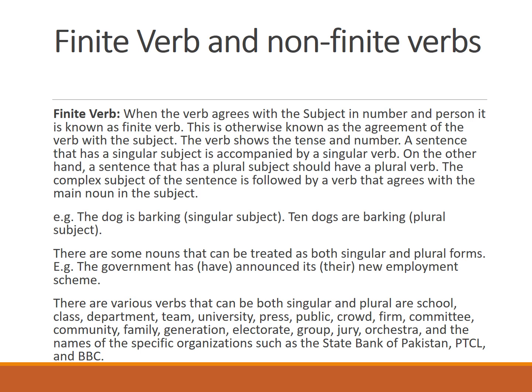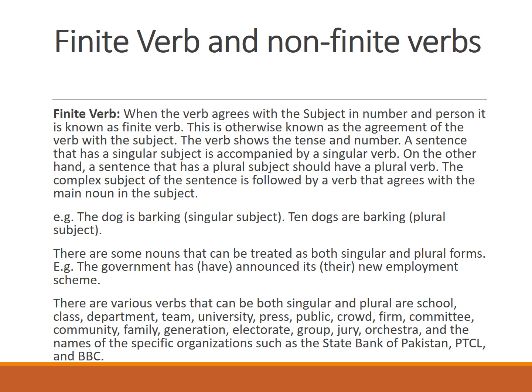For example, the dog is barking, singular subject. Ten dogs are barking, plural subject. So these are the simple ones. There are some nouns that can be treated as both singular and plural forms. For example, the government has or have announced its or their new employment scheme. So this is related to the nouns. It can be treated as both singular and plural forms.